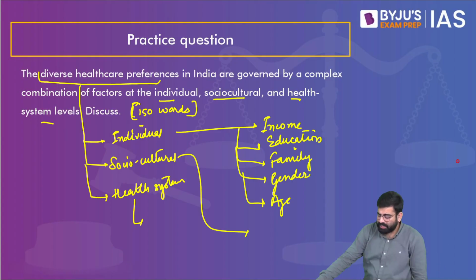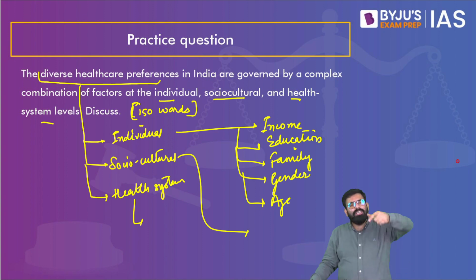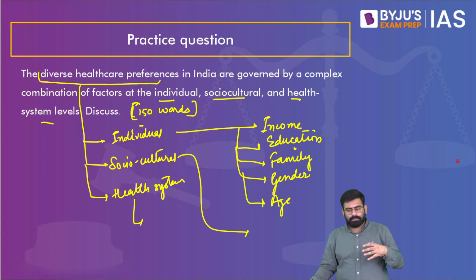Can superstition be in socio-cultural? Absolutely yes. The superstition would fall under socio-cultural for that matter. Now again, there is no watertight compartment, because your individual preferences are ultimately shaped by the society, are ultimately shaped by your health system. Because if you remember the idea of socialization for that matter, right?